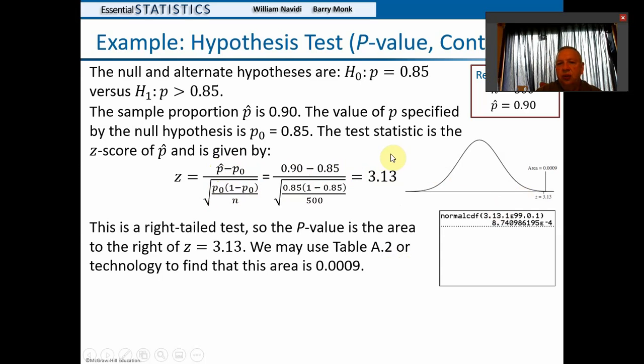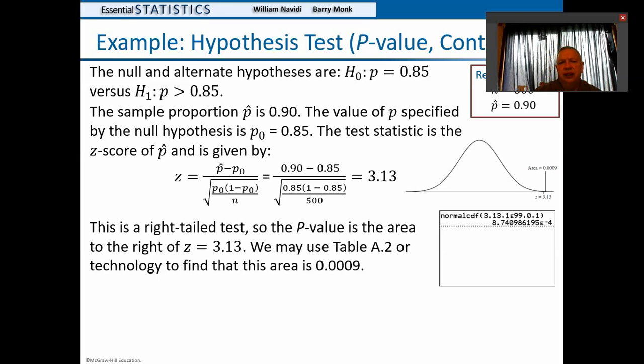This is a right tail test from H1, so I'm going to find the probability to the right of 3.13. Here's the normal CDF. If I use normal CDF, I calculate from 3.13 to 1 E 99. We talked about this in lab. 0 is the mean, 1 is the standard deviation, and it gives us 8.74 E negative 4. So that's 8.74 times 10 to the negative 4, or 0.0008. Each time we have a negative 1 in the exponent, we move the decimal place to the left.